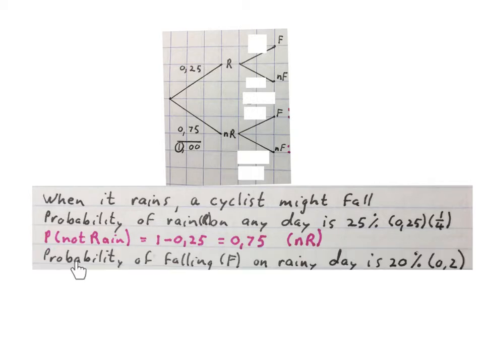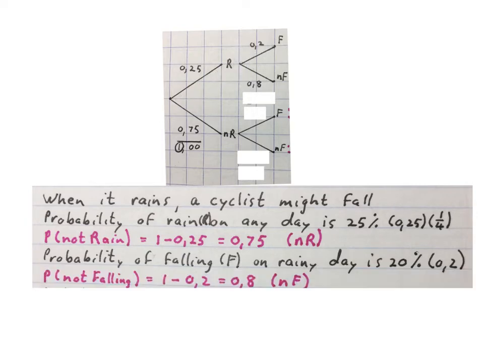Next they say the probability of falling on a rainy day is 20%. You can write it as 0.2. If we go up that arm on the rainy day, probability of falling, we write in the 0.2 there. Then the probability of not falling is 1 minus the 0.2, which is 0.8, which we write on the bottom branch. But remember, the 0.2 plus the 0.8 must give us 1.